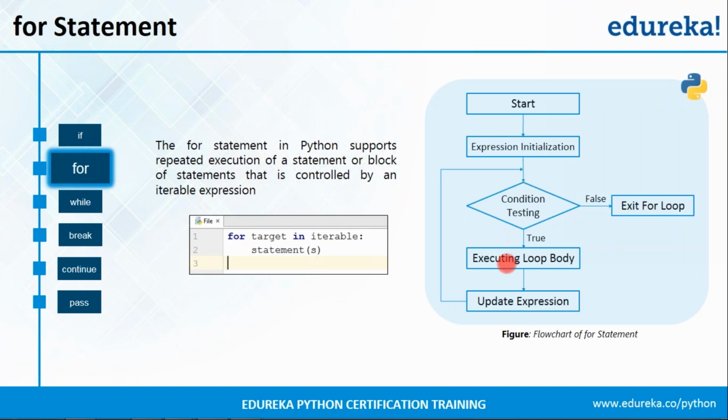And after executing the loop body, the expression would be updated and the condition would be tested again. As long as the condition is true, the loop will keep getting executed, and once it is false, it will just move out of the loop. So this is the for loop, okay?